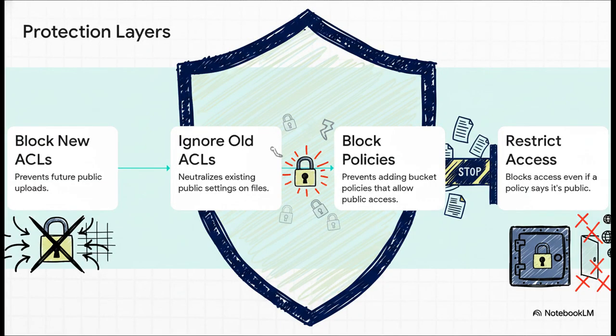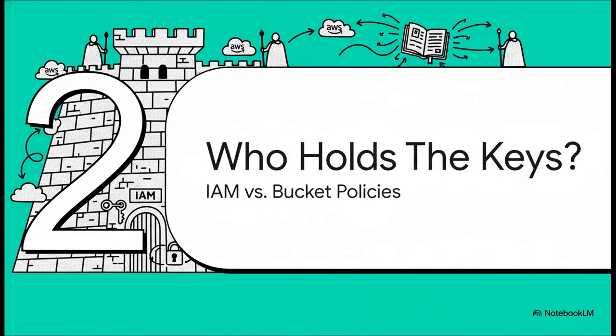And when you turn it on, you get these 4 specific locks. You just check all 4 boxes. By doing that, you're stopping any new public permissions, you're neutralizing any old ones that might be hanging around, and you're blocking any future policies that could open that door. It's a complete, comprehensive shield. Okay, so our main wall is up.